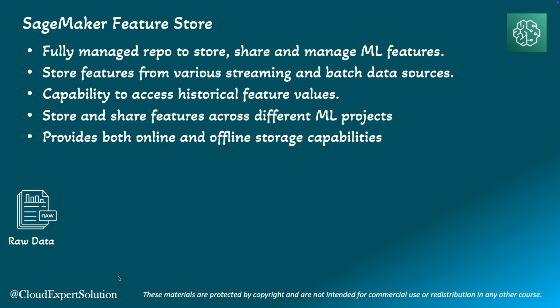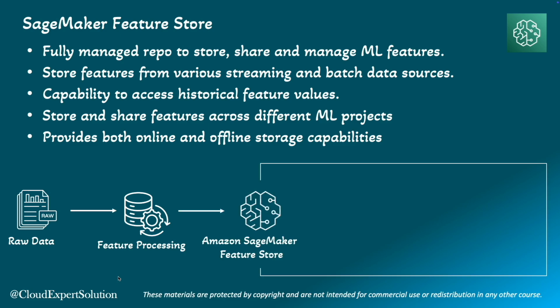First is your raw data. That means data in its original format that has not been processed. The next step is feature processing. That means you transform raw data into meaningful features for better model prediction. Then we have SageMaker Feature Store. Inside this, you can store, discover, and share features for machine learning use cases.